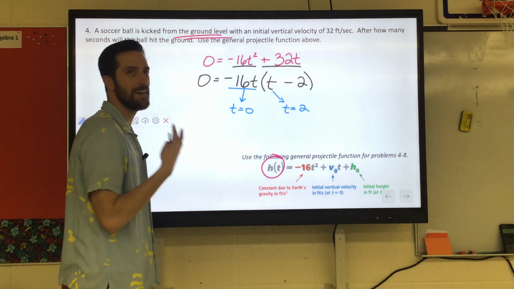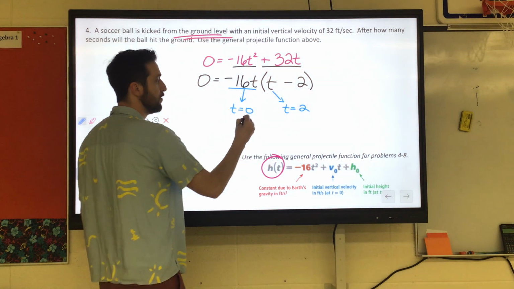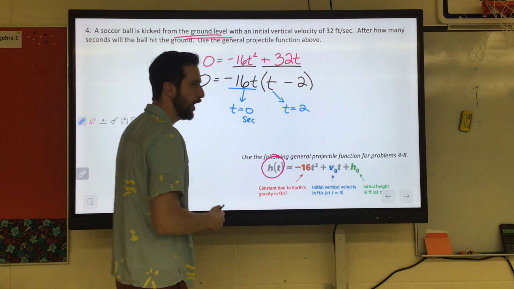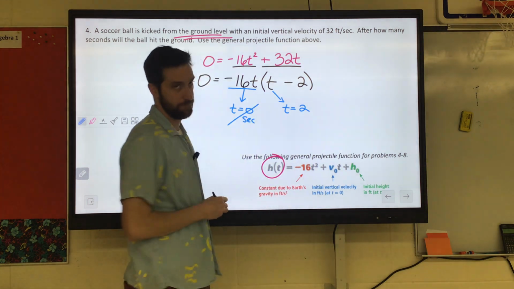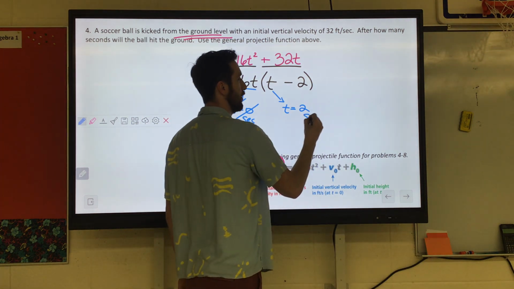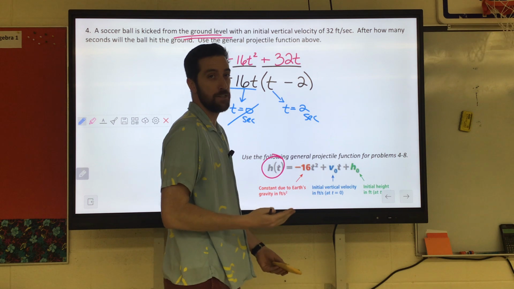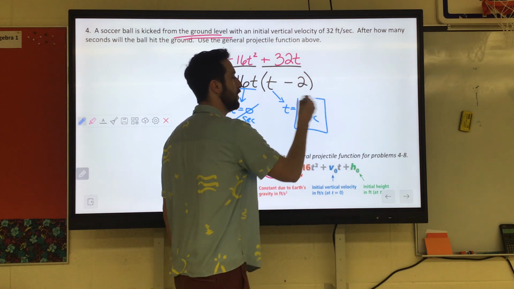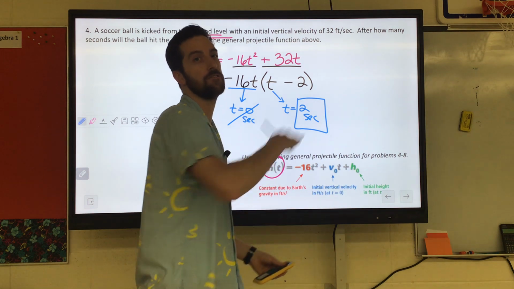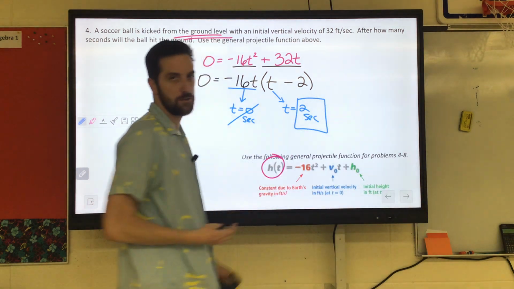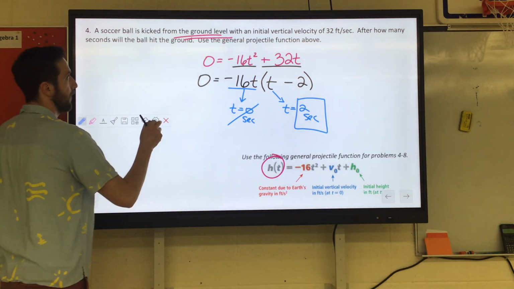Now, again, this is time in seconds. So they're saying at 0 seconds, the ball's on the ground. Duh, that's when we're kicking it. And also, it's going to hit the ground again at 2 seconds. So that's the answer we want, right? 0 seconds is right when we kick it. We're trying to see how long it's in the air. So it's in the air for 2 seconds total.